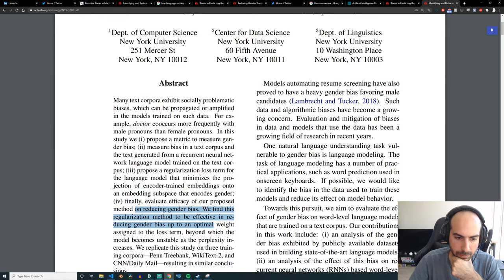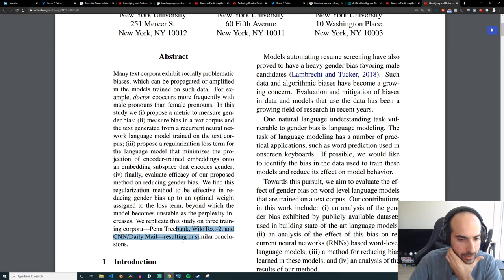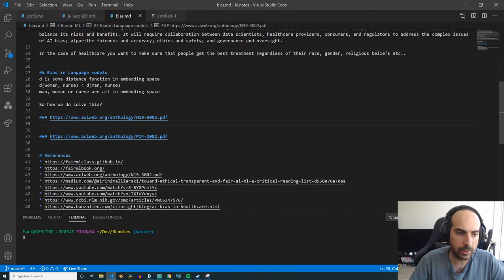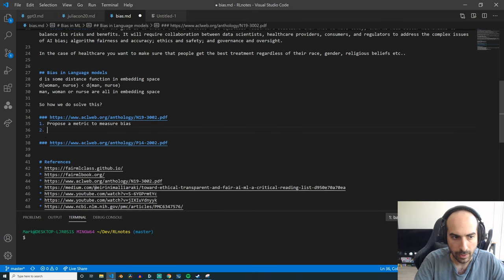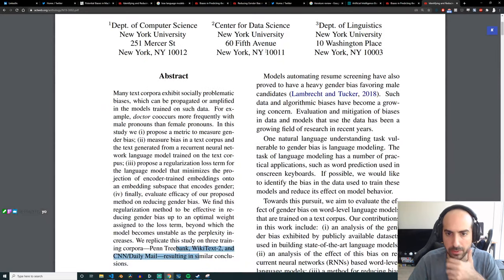We find this regularization method to be effective in reducing gender bias up to an optimal weight assigned to the loss term, beyond which the model becomes unstable as the perplexity increases. And we replicate the study on three training corpora, the Penn Tree Bank, Wikitext, and CNN Daily Mail, resulting in similar conclusions. Okay, so let's see. This work seems to be doing a couple of things. It proposes a metric to measure bias, and proposes a regularization strategy to reduce bias. So let's take a closer look and see how this actually works.